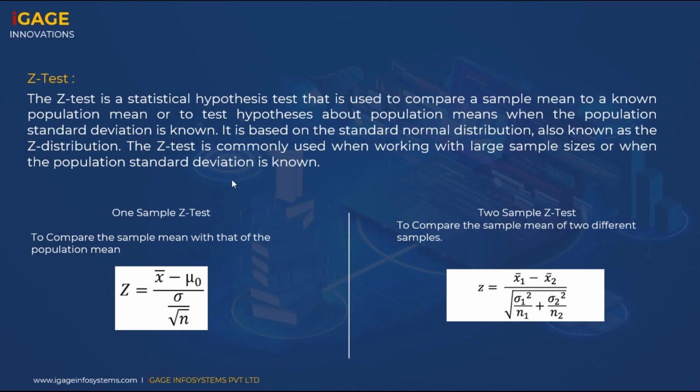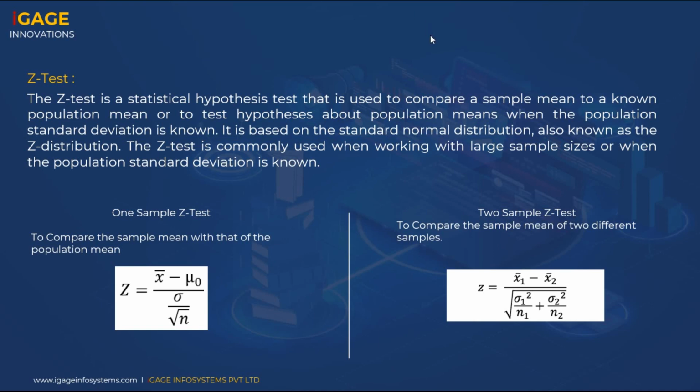Now the z-test. The z-test is also a kind of statistical hypothesis test, which is used to compare the sample mean to a known population mean. When the mean of the sample as well as the mean of the population is known, we implement the z-test. So basically we compare the sample mean with the population mean. I'll give you an example.